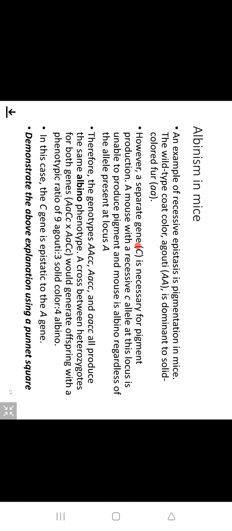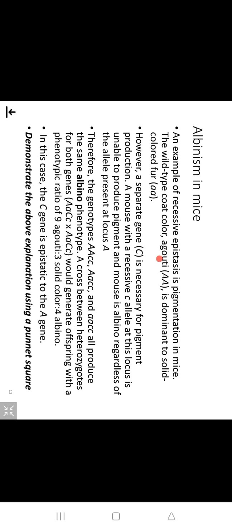However, a separate gene C, now we have a gene on another locus, is necessary for pigment production. So a mouse with a recessive c allele at this locus is unable to produce pigment, and the mouse is albino regardless of the allele present at locus A. So this is also another example of recessive epistasis.